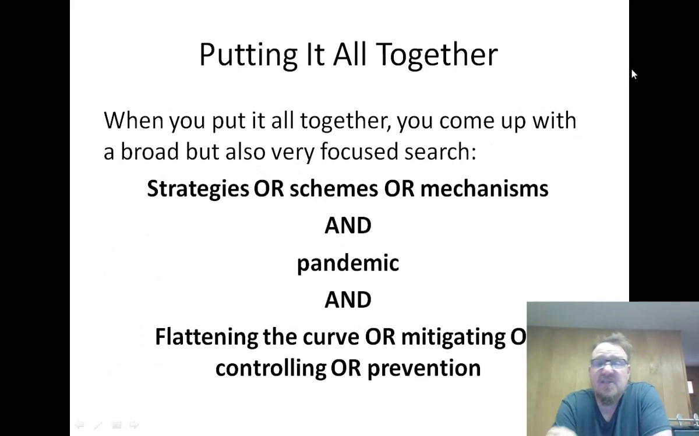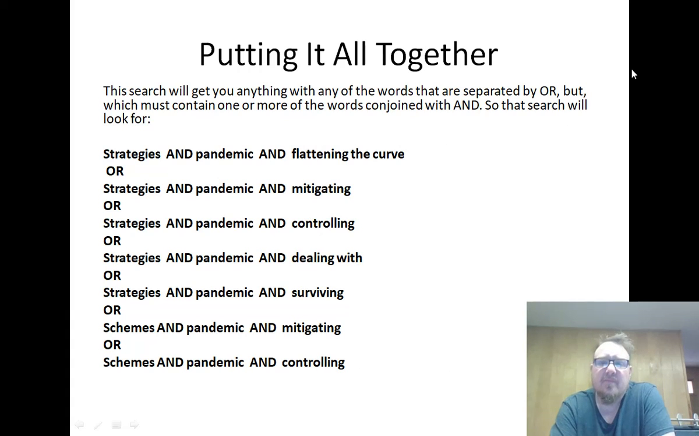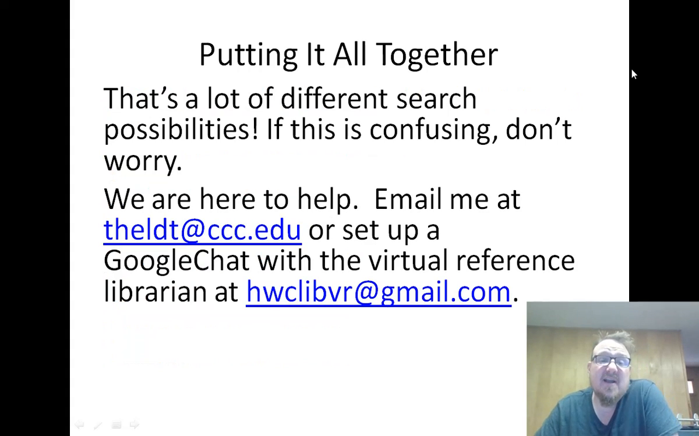So when you put it together, you come up with a very broad but also very focused search: strategies or schemes or mechanisms, and pandemic, and flattening the curve or mitigating or controlling or prevention. And so when you put it all together, it's like doing several searches at once because you're looking for strategies in pandemic and flattening the curve, or strategies in pandemic and mitigating, or strategies in pandemic and controlling, or you get the point, right? So that's a lot of different possibilities.